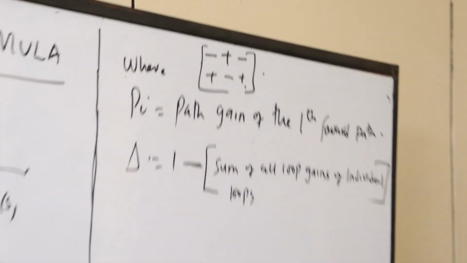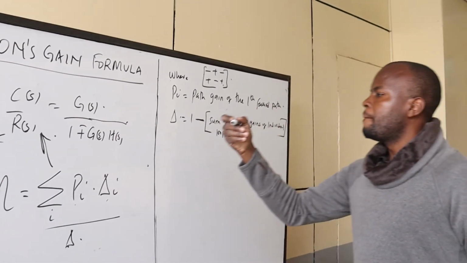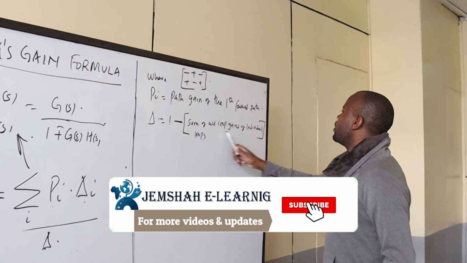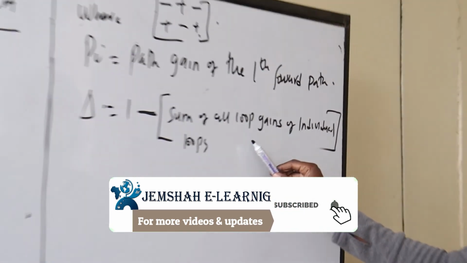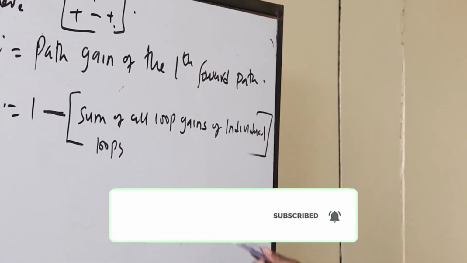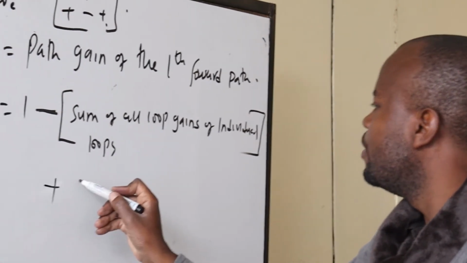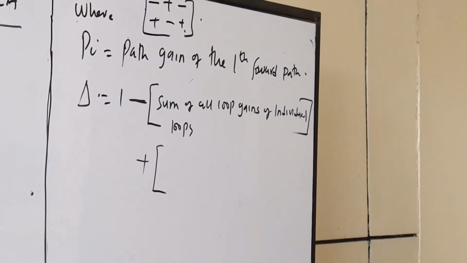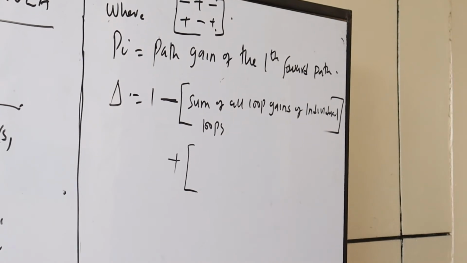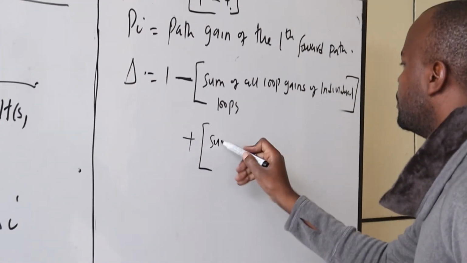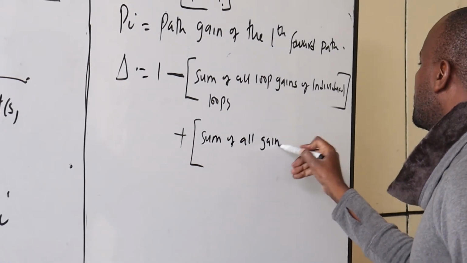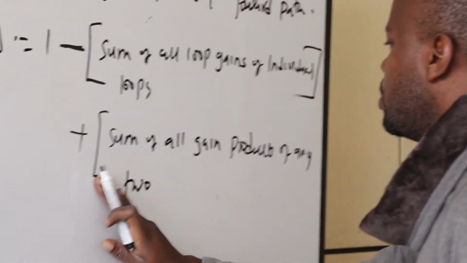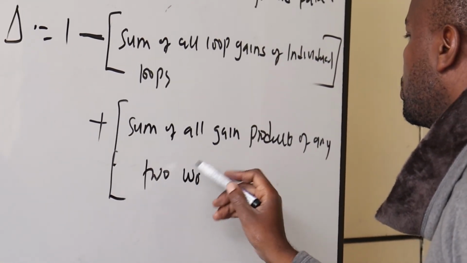So the value of M will always be determined by what is present in the signal flow graph. Like if the sum of all loop gains of individual loops is present, then you are going to have that. Then after looking at the individual loops, you are supposed to look at the sum of all gain products of any two non-touching loops.